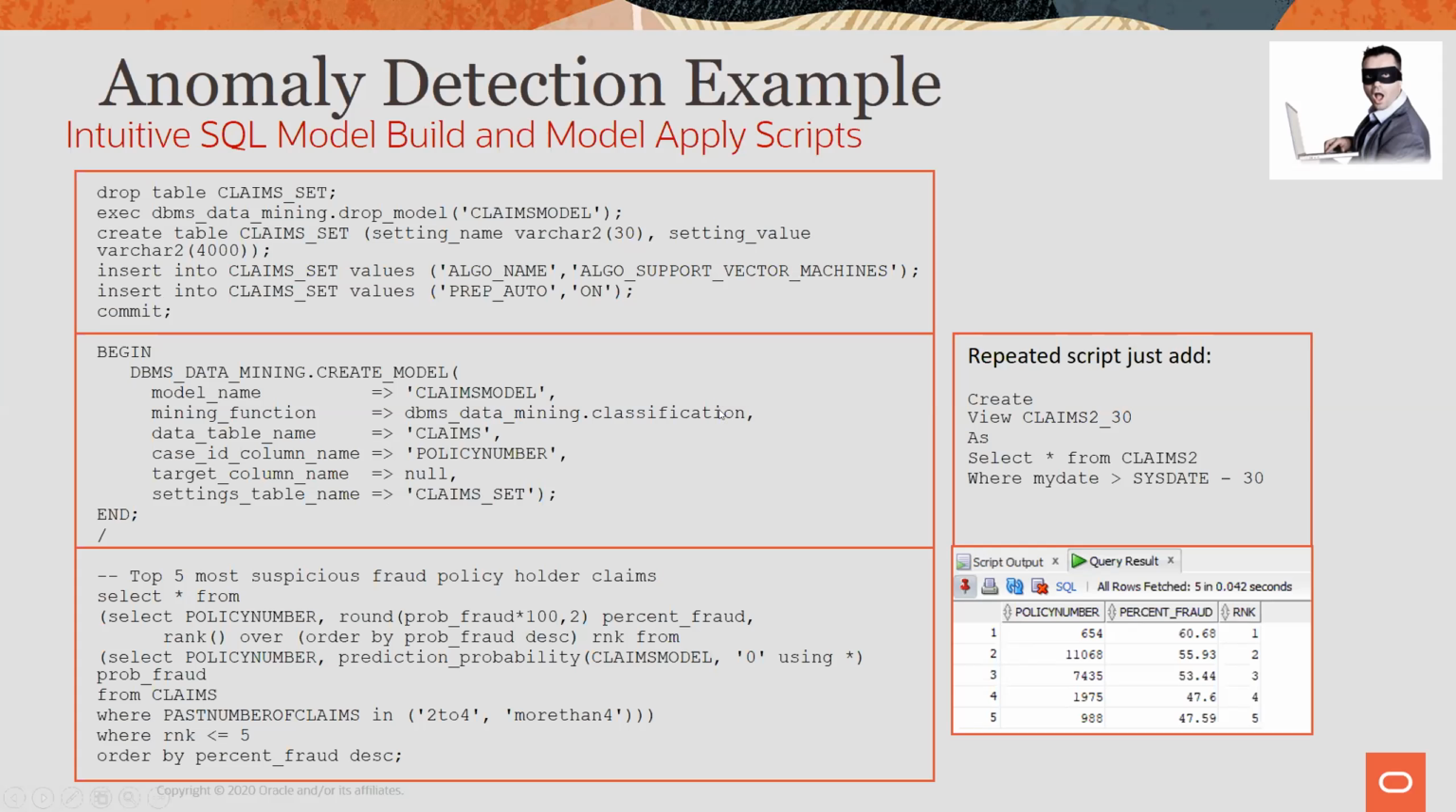It's a classification type of problem, but the target column is null. We don't have a target field. We don't have any example of previous fraud. We're doing unsupervised learning here.